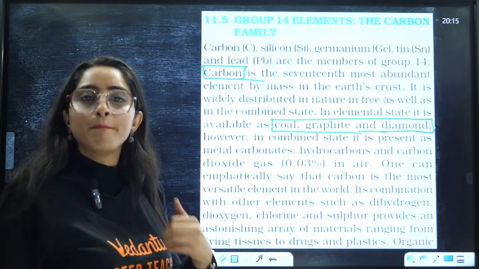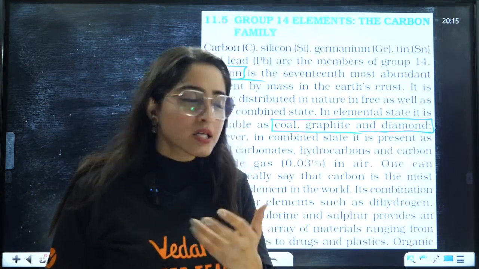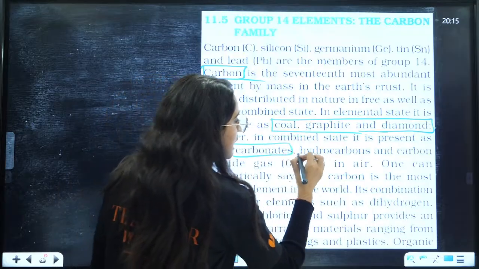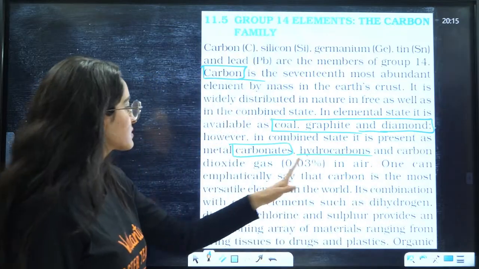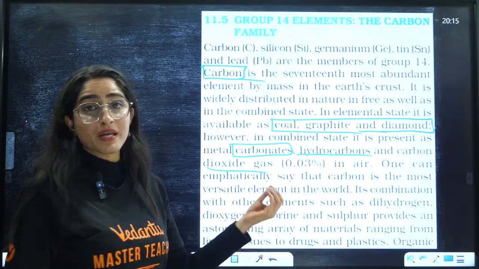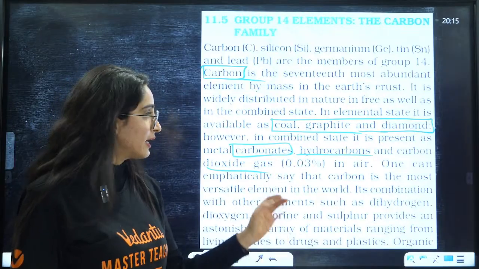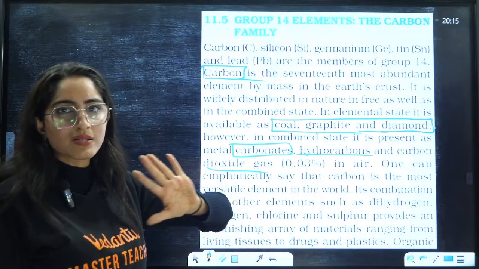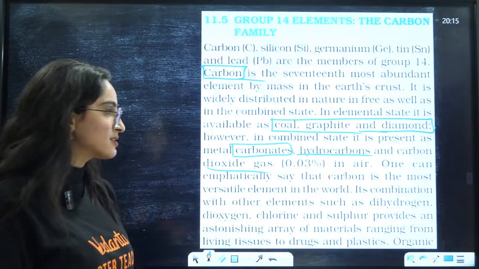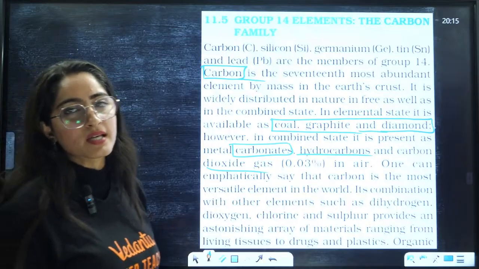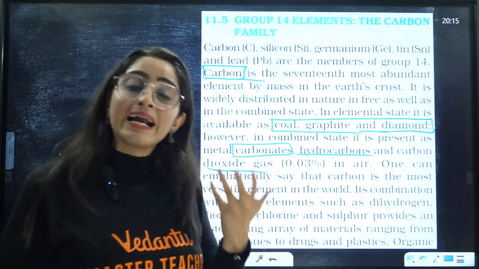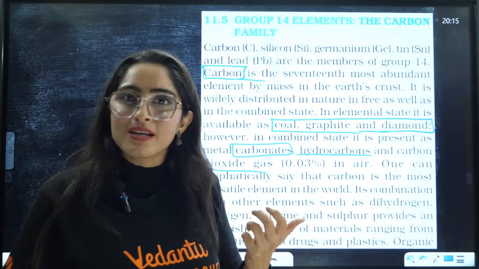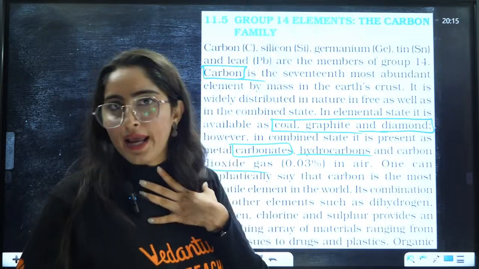It is not combining with some other element. But if you talk about the combined state, it exists as carbonates, hydrocarbons, carbon dioxide, which is present at 0.03% in our air. Then one can emphatically say that carbon is the most versatile element. It also exists in the combined state. It is also toxic, and it is also okay for our health.